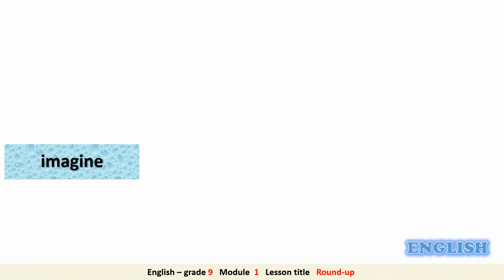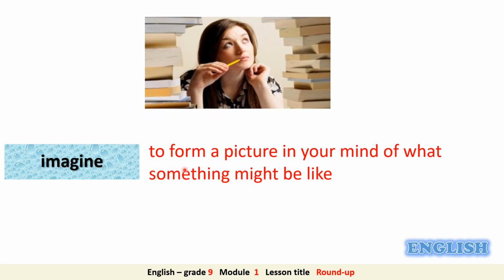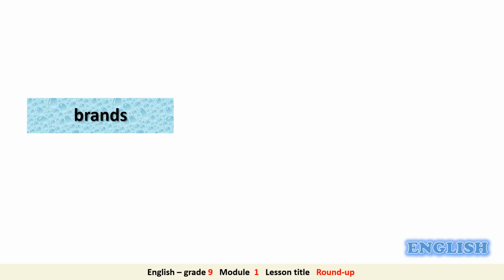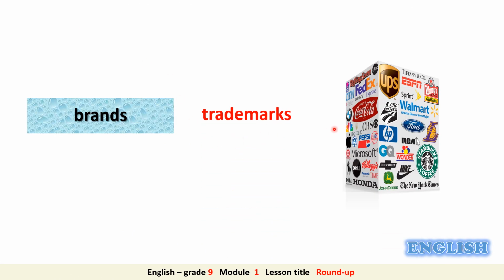Now the second word, imagine. Look at this picture. Imagine means to form a picture in your mind of what something might be like. Now the word brands, which means trademarks. Look at these trademarks. We call them brands.